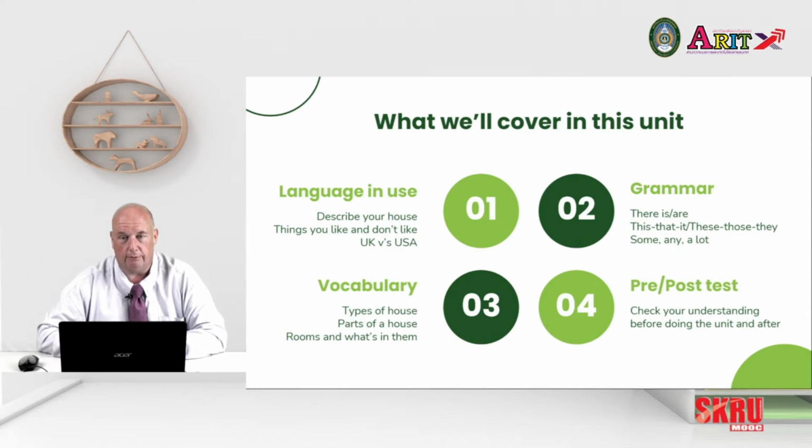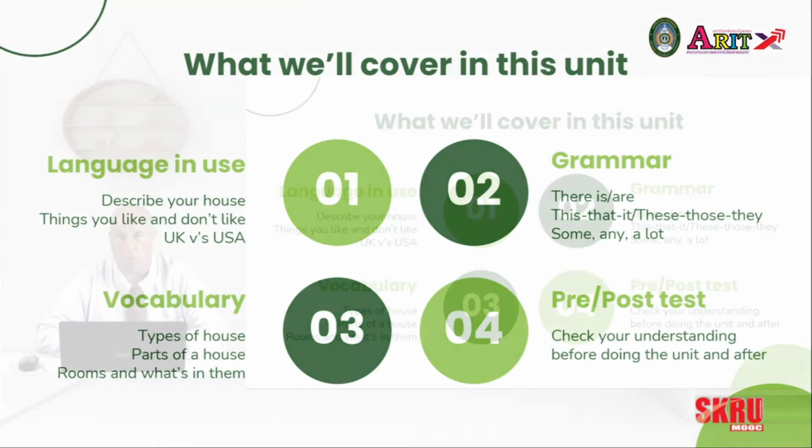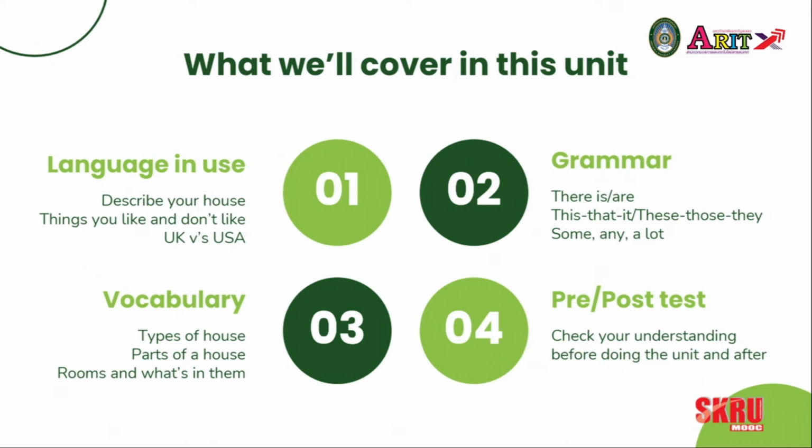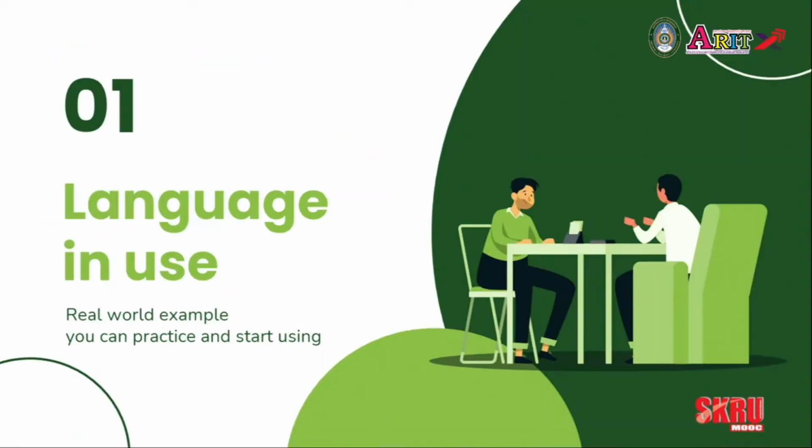And finally, in the third video for this unit, we'll take a look at vocabulary, a few words you can use to describe different types of houses, some of the parts of a house, and a few of the items that you'll see in rooms and what we use them for. As always, you'll have a pre and post test available to check your understanding. So let's get started with the first unit, language in use.